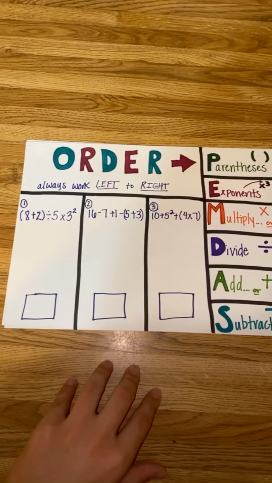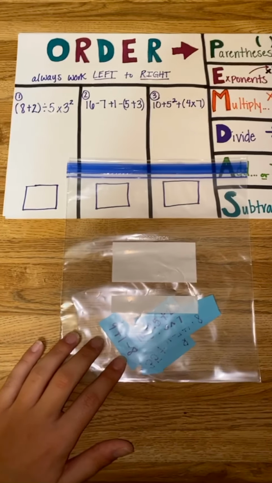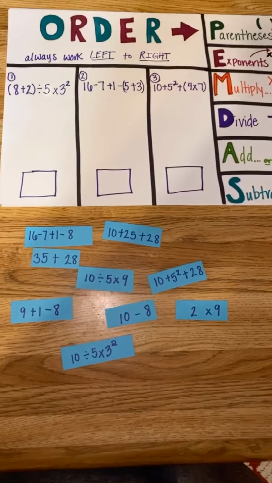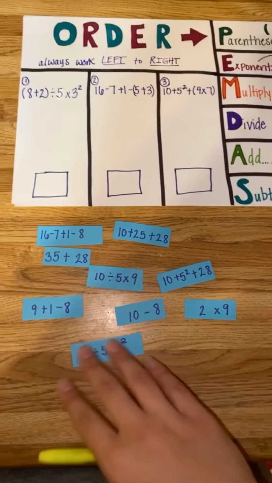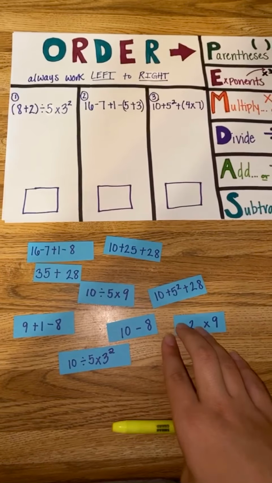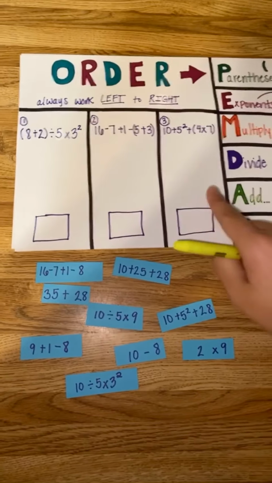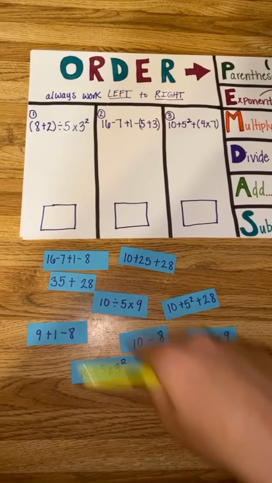Next, your students are going to take out all of your slips of paper from inside the baggie. So then once your students have all of the slips of paper organized, the teacher will go over that each slip of paper is going to match with the order of operations for one of the problems. So we're going to use each slip of paper just one time.